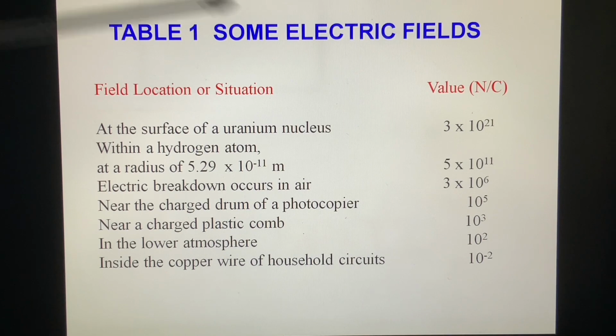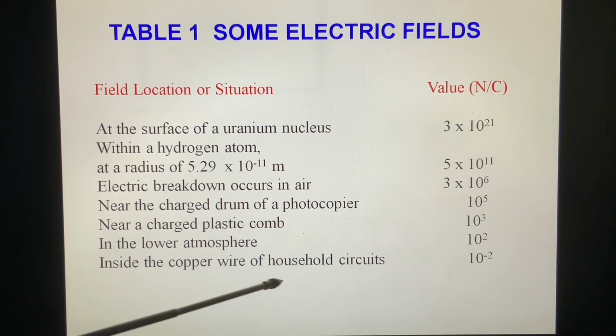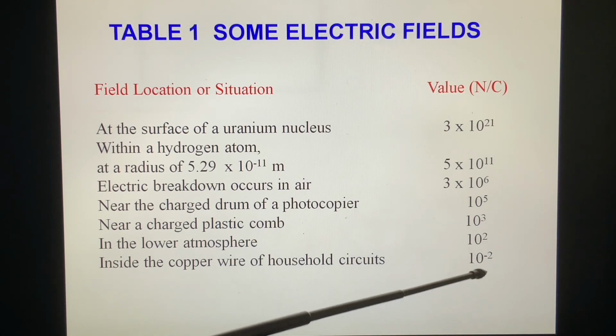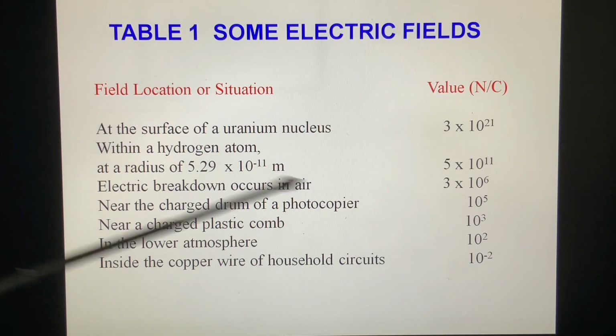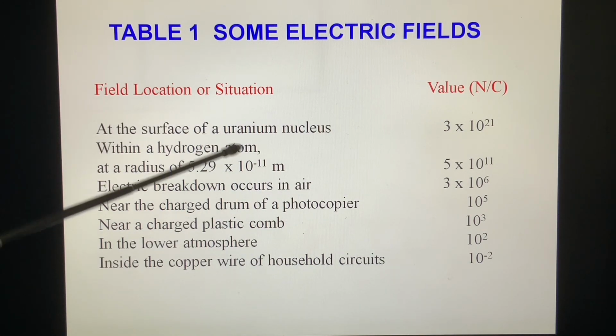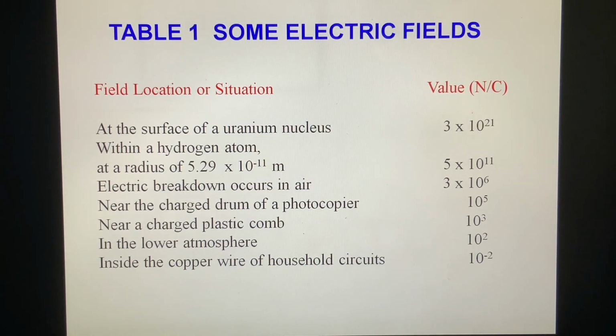Some electric fields: this is a very small one, inside the copper wire of household circuits, 10 to the power of -2. And the biggest is at the surface of uranium nuclei, 3 times 10 to the power of 24.